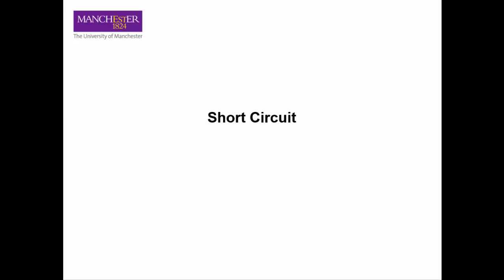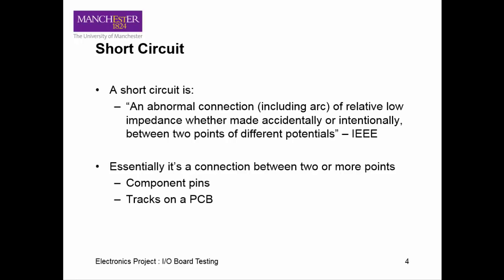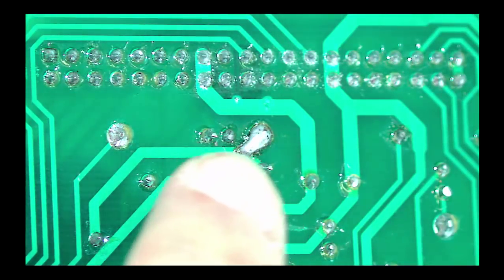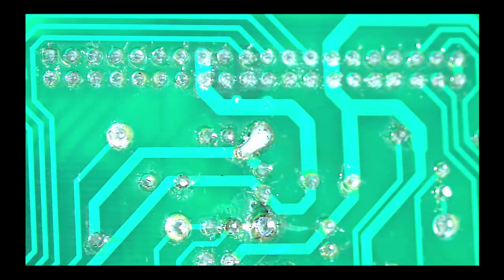Short circuit. A short circuit is an electrical connection between two or more points. These points can either be component pins or tracks on a PCB. On PCBs, the most common cause of short circuits are solder or wire connections between pins or connections between tracks caused by manufacturing issues. Short circuits can be identified either visually by comparing the constructed circuit to the schematic and routing diagrams, or by using electrical tests such as the continuity test.